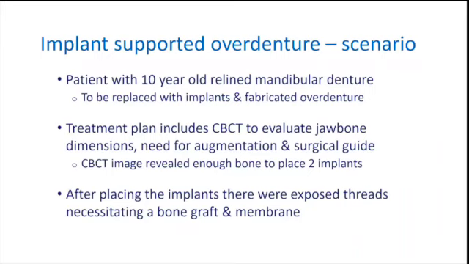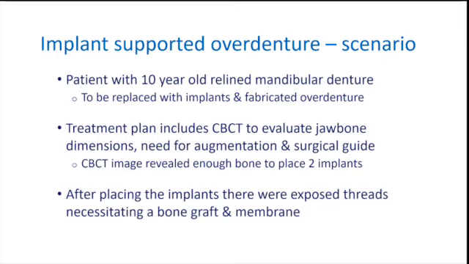Now let's take a look at a scenario for an implant-supported overdenture. Patient who has a 10-year-old denture, it's been relined a few times, it's not fitting well, and they've decided to have two implants placed on the lower, say in the area of 22 and 27. And then the treatment plan includes capturing the CBCT to evaluate the jawbone dimensions and the need for augmentation and to create a surgical guide.